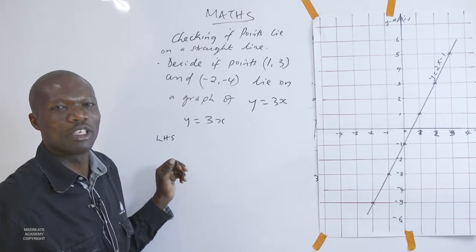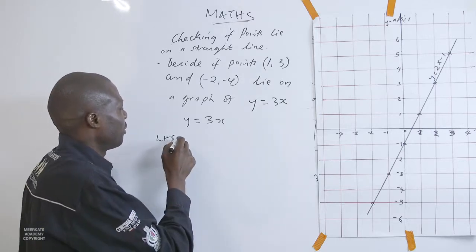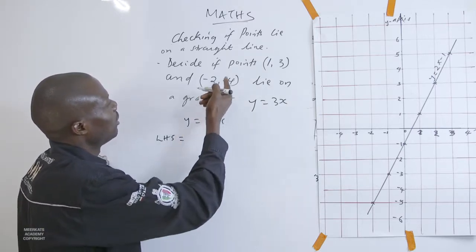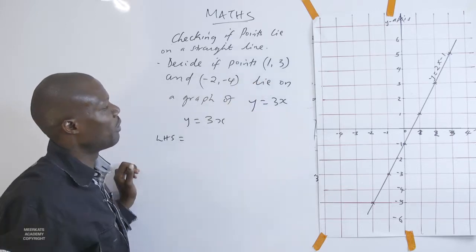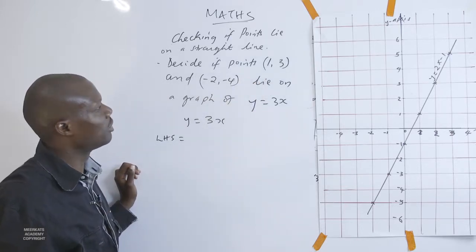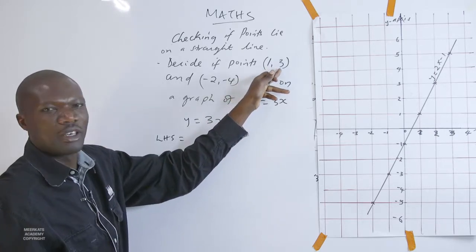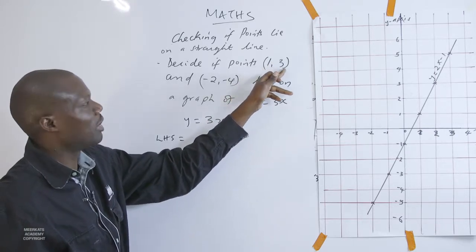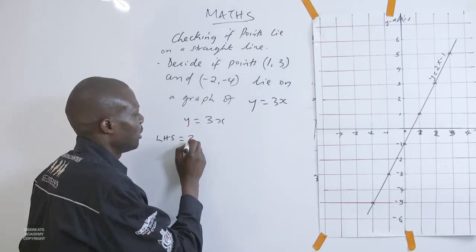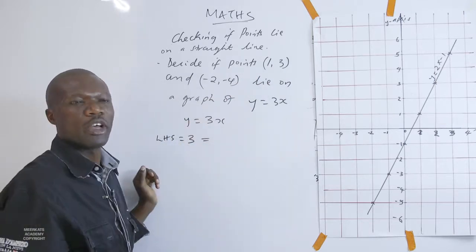Left-hand side we have what? Y. And what is y? Y is equals to... coordinate is 1, 3. So x is 1, y is 3. So it is 3. Should be equal to right-hand side.